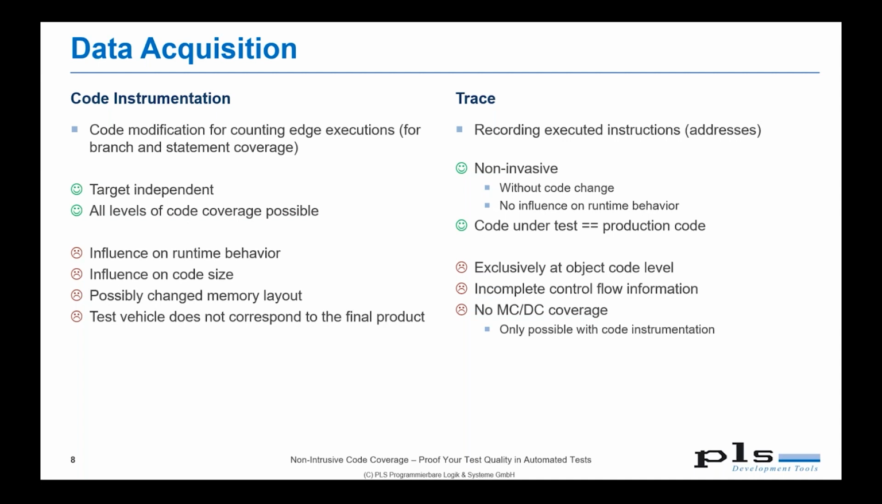But the results of the code coverage are correct again then. And as said before, MCDC coverage is not possible here by relying on trace, because the complex decisions are broken into simple branches by the compiler, and for that an MCDC coverage makes no sense anymore. If you need MCDC coverage, then code instrumentation is the way you have to go.